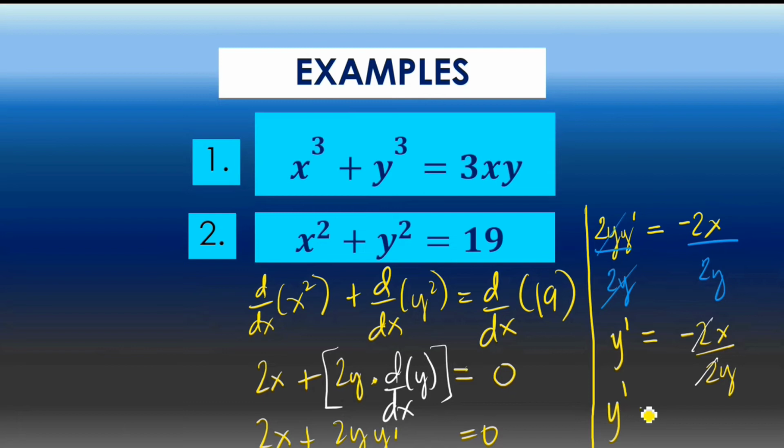So the answer here is y prime equals negative x over y. The negative can be put on x. It can be put before the bar. Okay? It is just the same. So this is the answer for number 2. Okay?